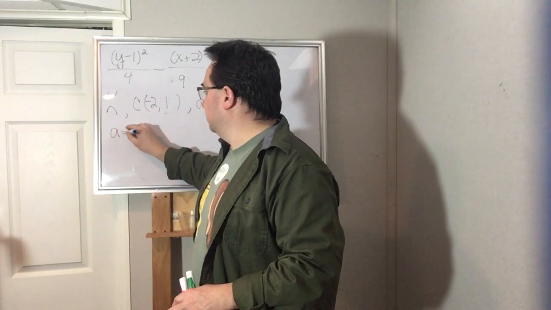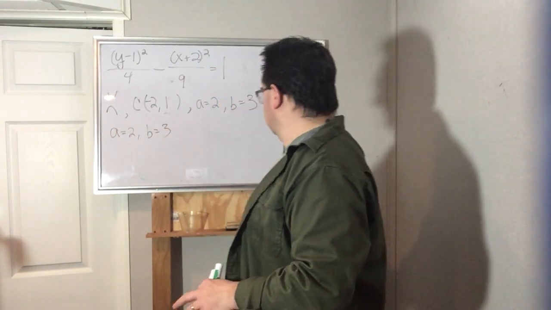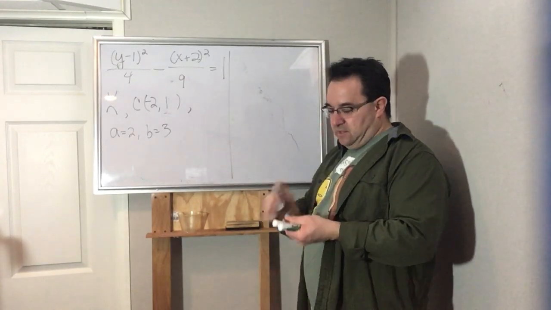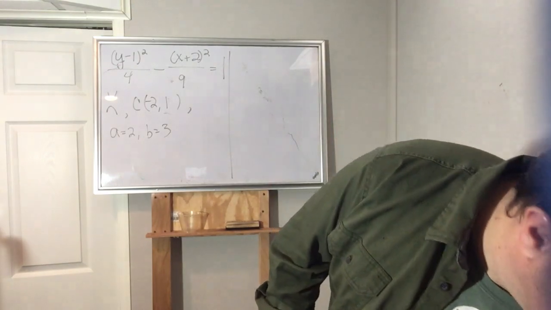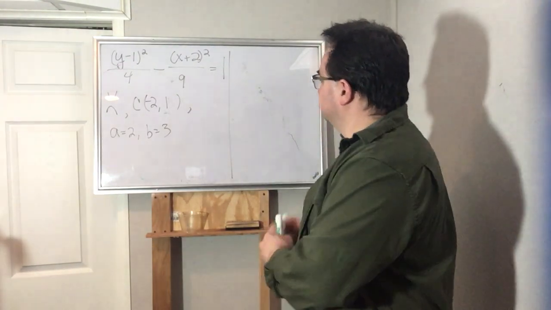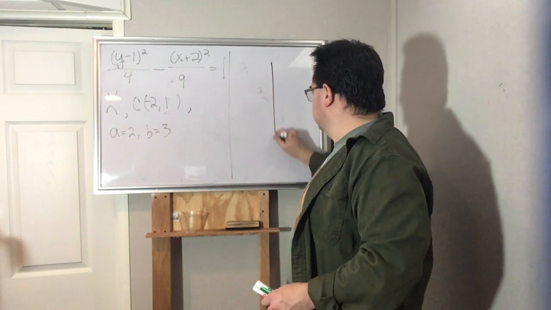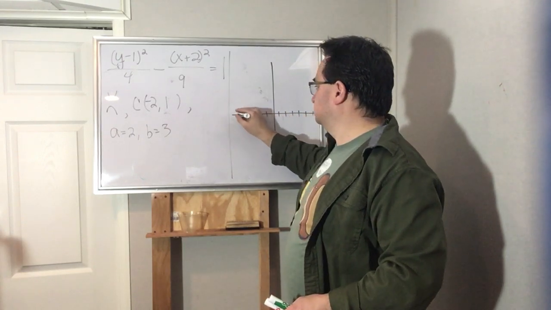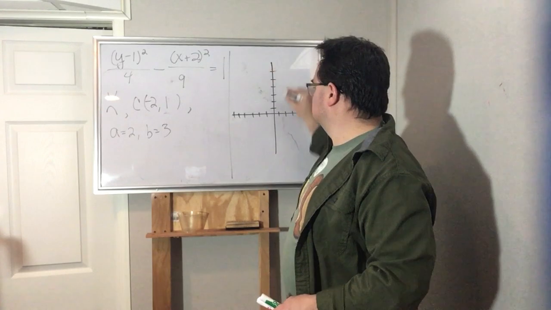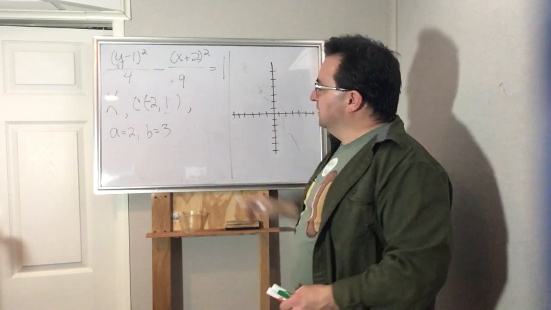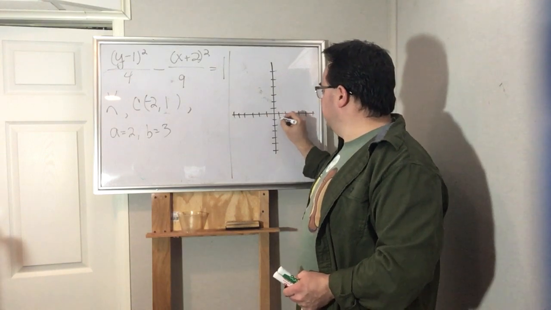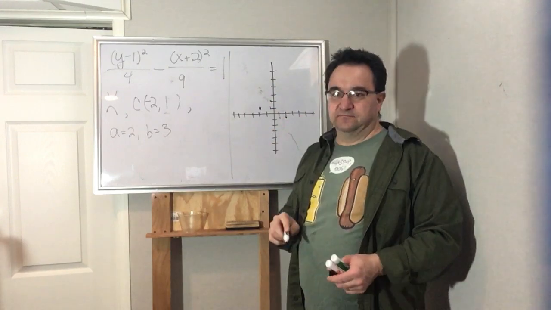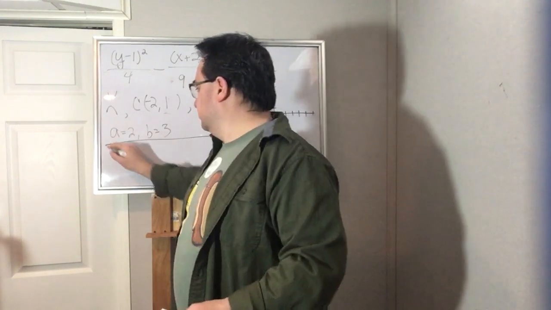Actually, I want a little more space for my graph, so I'm going to slide this information down here, so I can put my graph over here. This marker's running out of steam. Let me grab another one. Alright, so let's see what we have here. I know where the center is, so I'm going to do that first. Minus 2, up 1. There's a center. So maybe I should make a little algorithm.